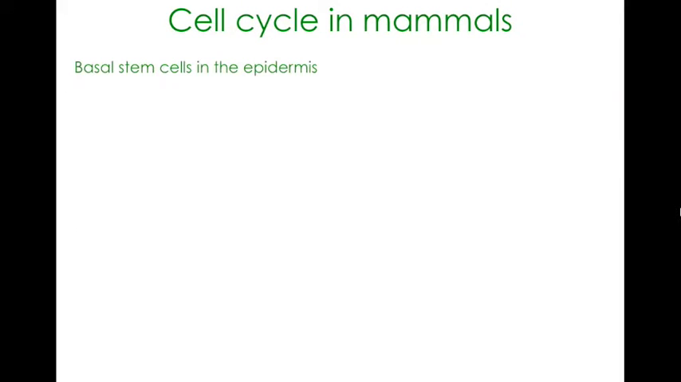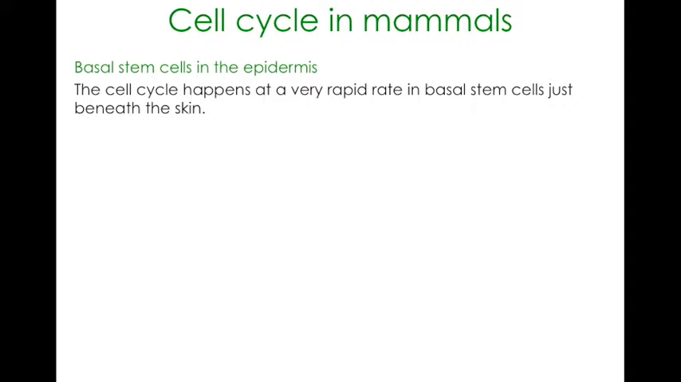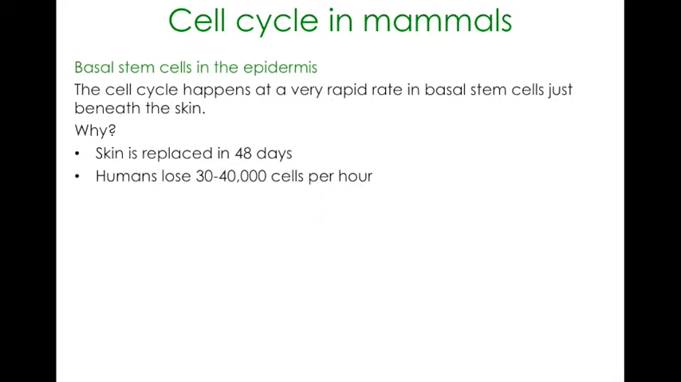Okay. Now, in mammals, let's go with a few examples of what stem cells can do. Take basal stem cells in the epidermis. The cell cycle happens at a very rapid rate just beneath the skin. The reason for this is that your skin and my skin is often replaced in 48 days. Every skin cell only lasts about 48 days or so and needs to be replaced in that time frame, which means that stem cells need to grow and multiply at a rapid rate to keep up with the amount of skin cells being lost. Humans tend to lose about 30 to 40,000 skin cells every hour. So you can see the amount of skin cells that need to be reproduced at roughly the same rate.